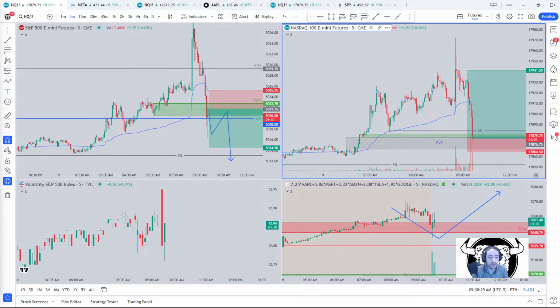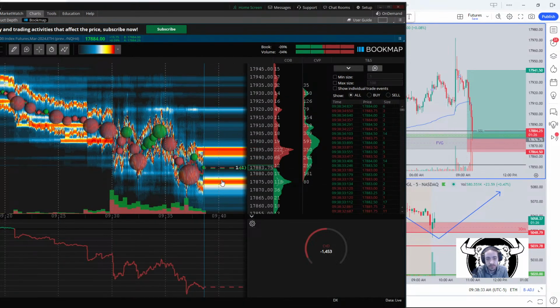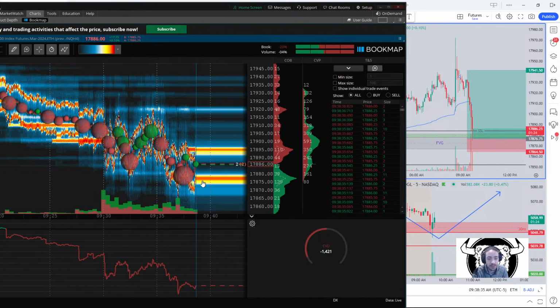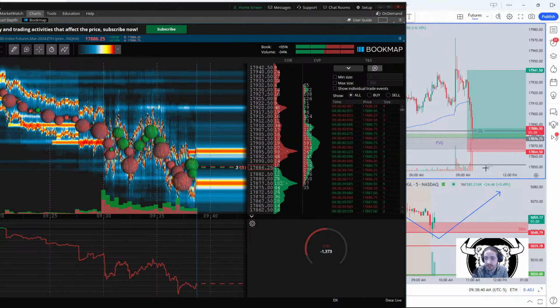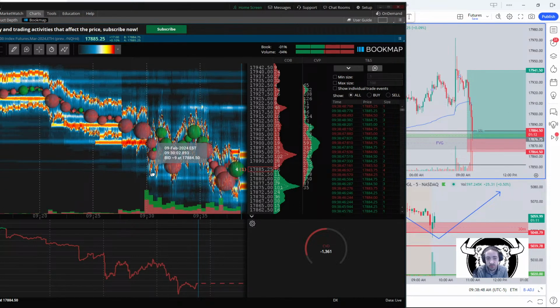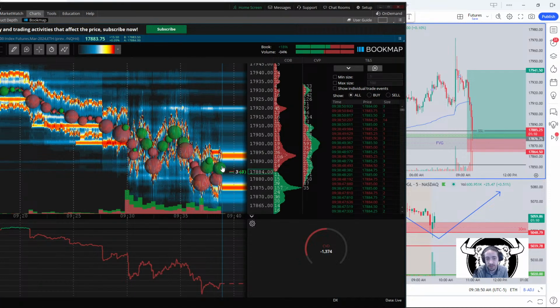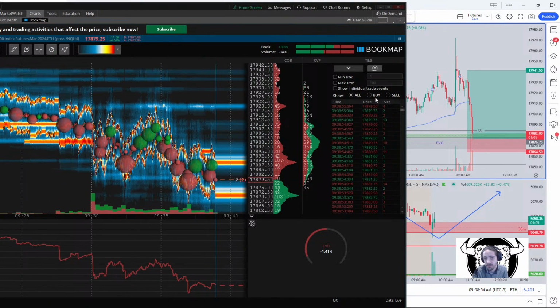Sellers are pretty strong right now. I want to find, where's that Bookmap? There we go. Let's see. This now is 17,877, a strong area. There's a lot of buying pressure right there. Look at this heavy level. It's pushing higher, pushing higher. We want to see that. We want to see these bubbles get larger. The larger the bubbles, the stronger the volume.